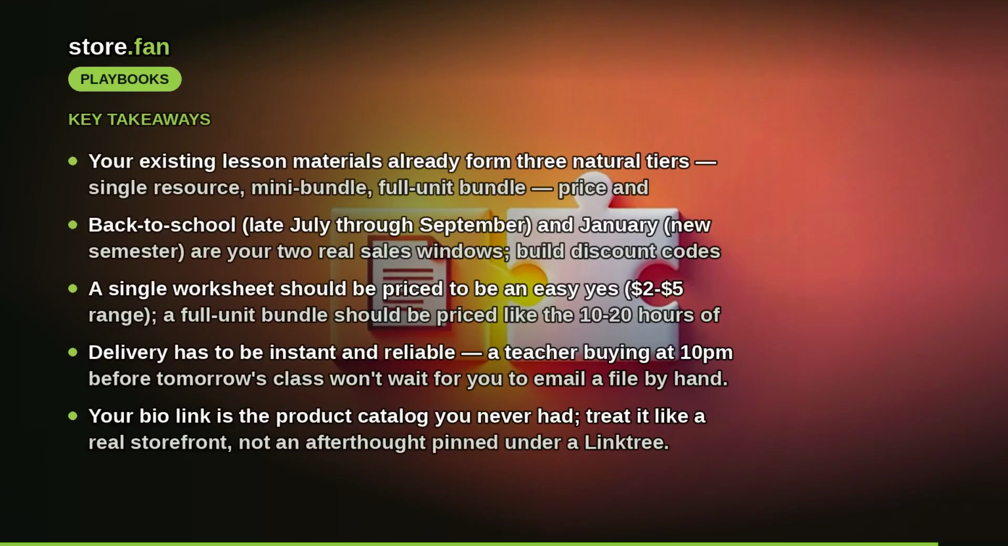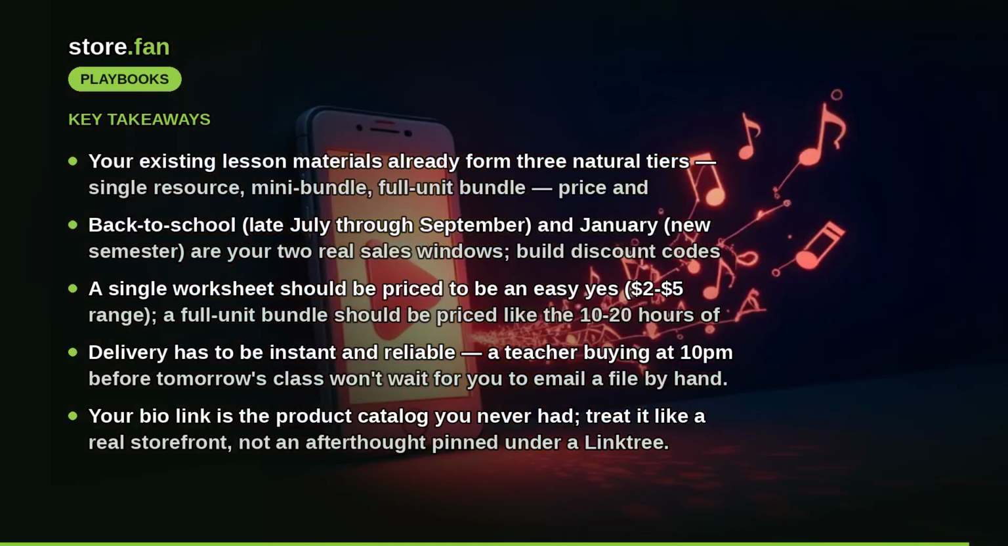Your existing lesson materials already form 3 natural tiers: single resource, mini bundle, full unit bundle. Price and package them as 3 separate products, not one giant zip file. Back to school, late July through September, and January, new semester, are your two real sales windows. Build discount codes around them instead of running promotions year-round.